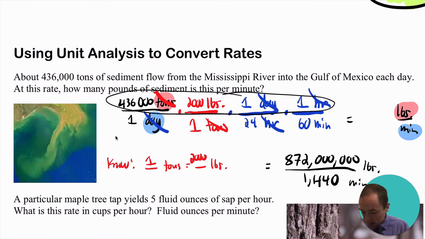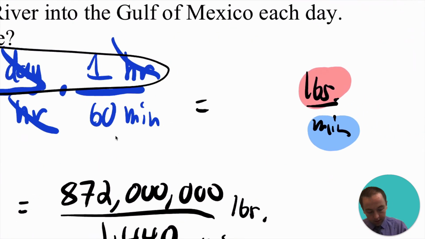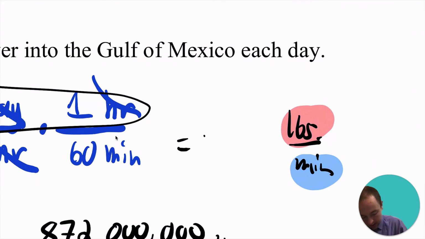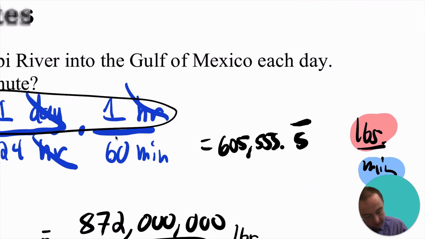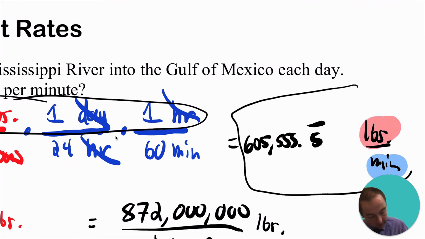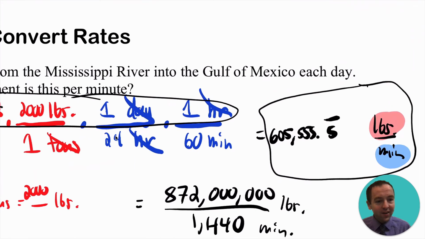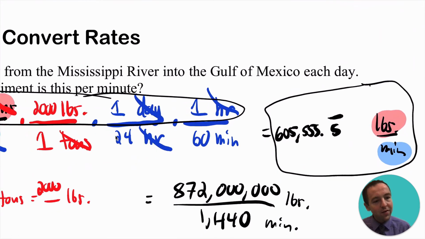And that's going to give us our final result. So this would be 605,555 point, and then it's 5 repeating, it looks like. So 0.5 repeating. There we go. And that would be the number of pounds per minute. That's a lot of sediment to go into the Gulf of Mexico just from the Mississippi in a minute, right?